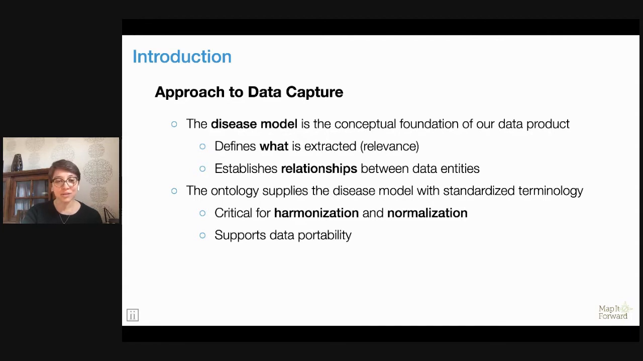Within the disease model, we also have an ontology, which we can think of as like an expertly curated dictionary. This dictionary is made up of terms from internationally recognized terminologies, and it's critical to support harmonization and normalization of our data. It also allows for us to integrate our data seamlessly with other platforms.